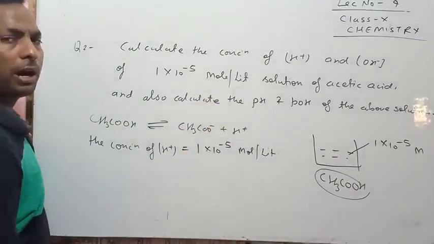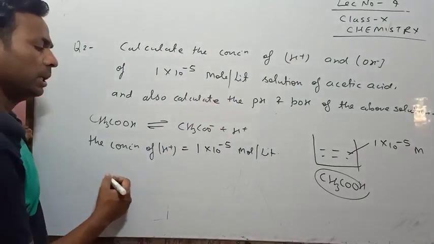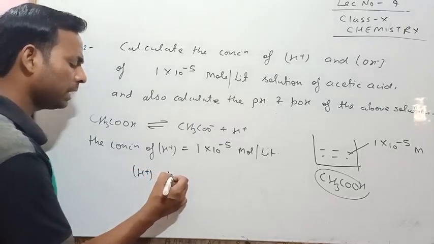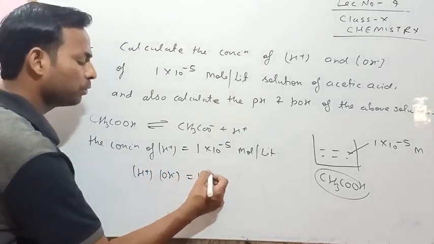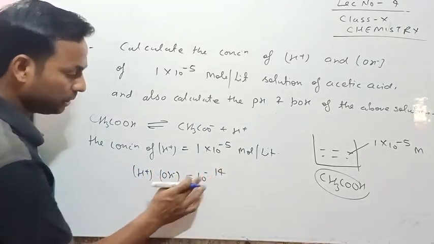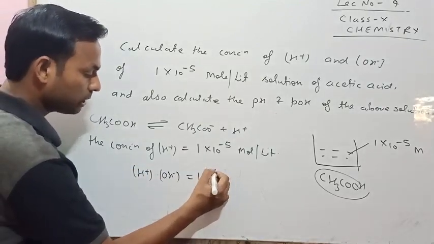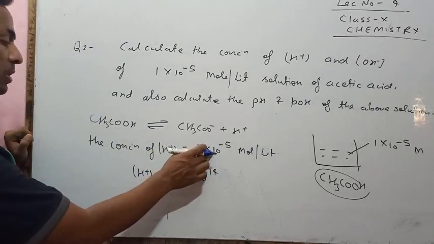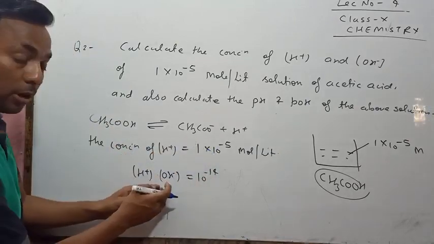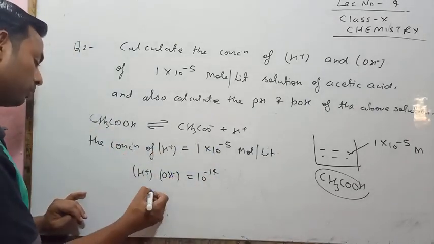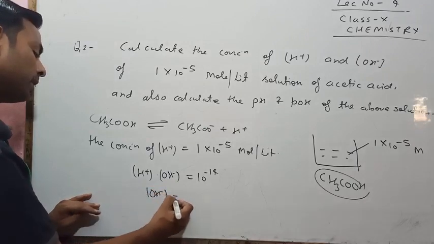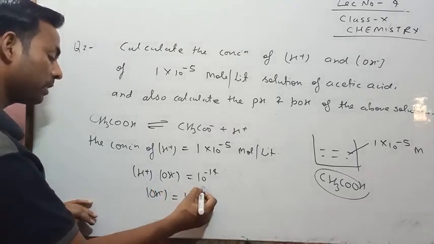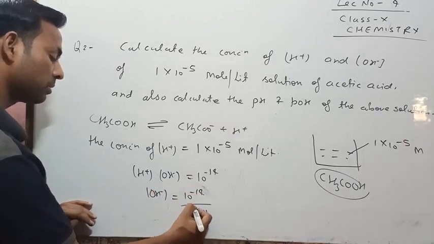Now also we have to find out the concentration of OH ion. So the relation between the H plus and OH ion: H plus into OH ion equals 10 to power minus 14. This is a relation between the H plus ion and OH ion. After putting the value, H plus value given, we can easily find out the OH ion. So OH ion concentration equals 10 to power minus 14 upon H plus concentration.